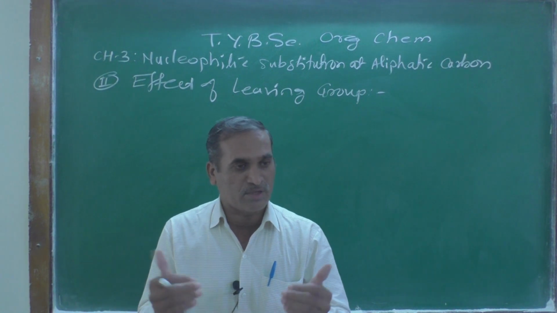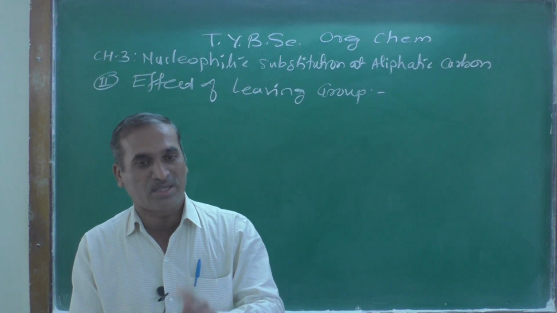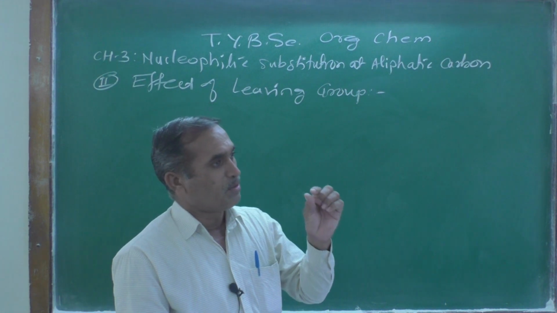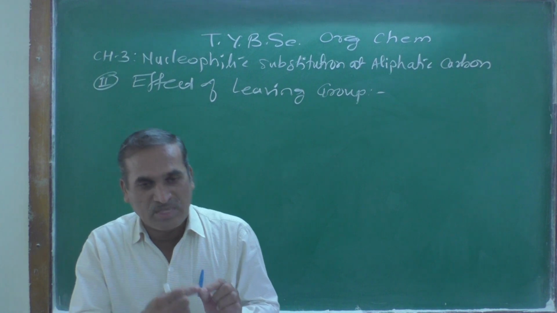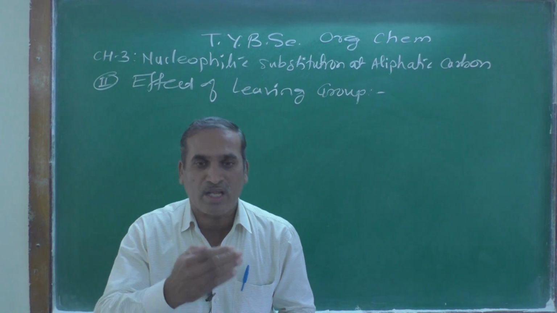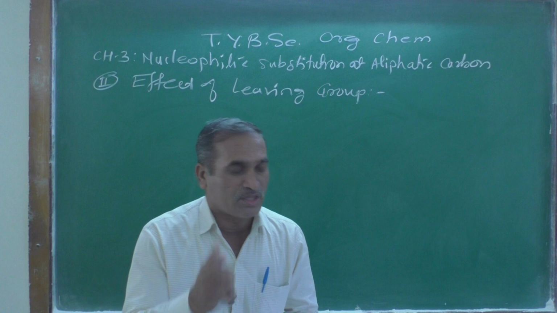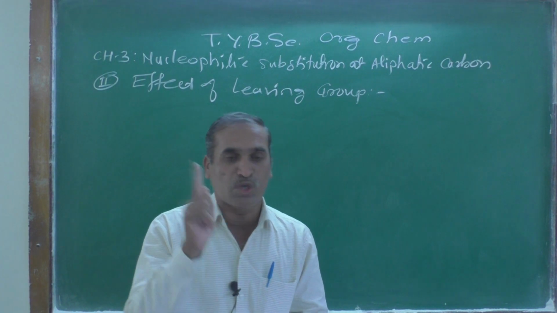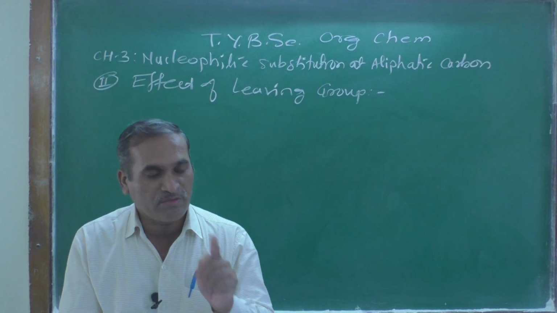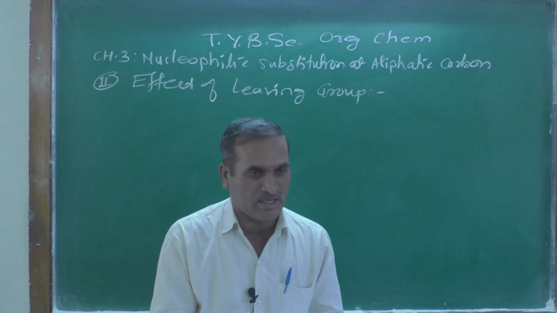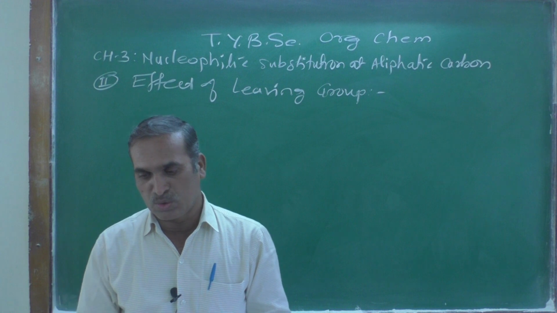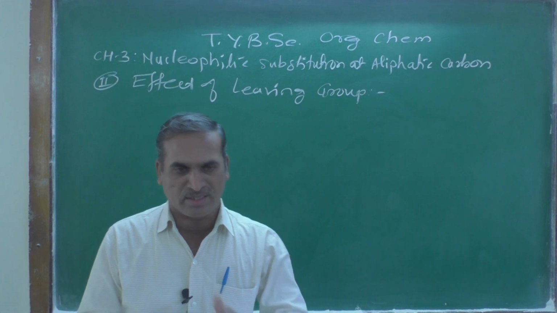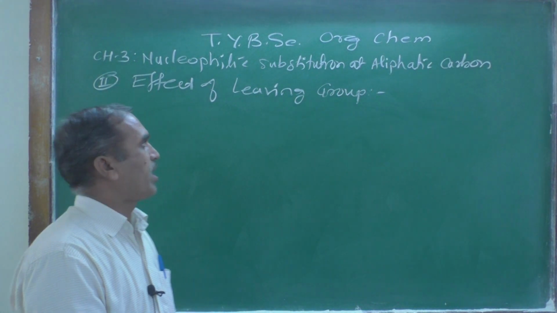And the second factor we learned, what is that? The second one is the stability of the carbocation, or stability of the positive charge. If the stability of the positive charge goes on increasing, the SN1 reaction rate goes on increasing, and if it goes on decreasing, then the rate of SN2 reaction goes on increasing. That we have discussed so far.